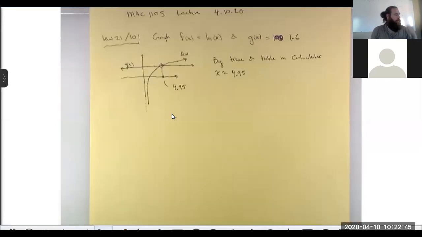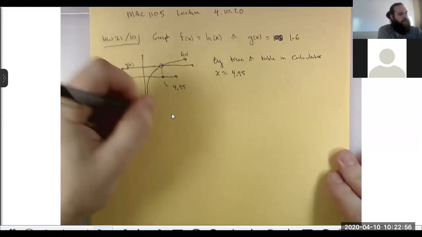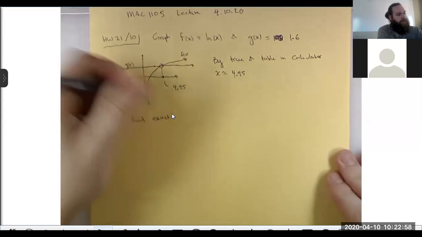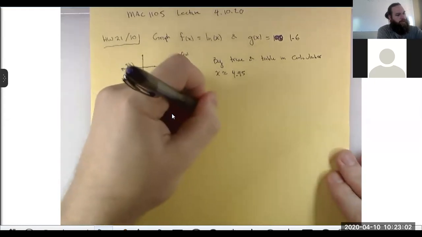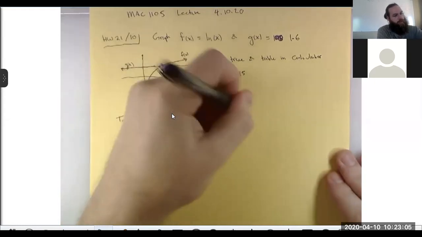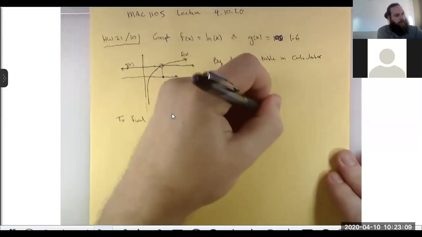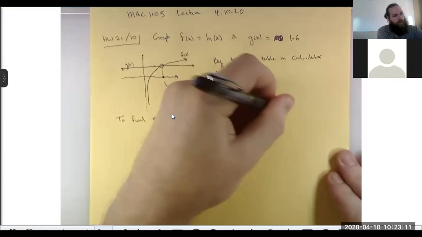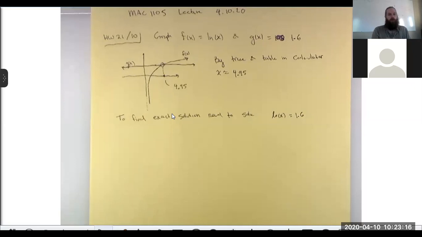There's one other problem that was requested in chat. Before I switch over to that other problem, I want to show you guys how to do this algebraically, because we have the tools now to find the solution exactly. We need to solve ln x equals 1.6. And this is something that we talked about just recently.